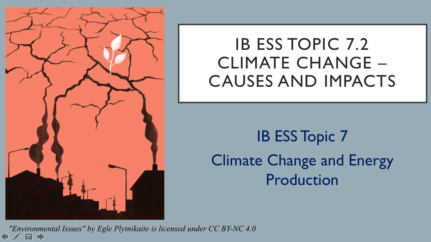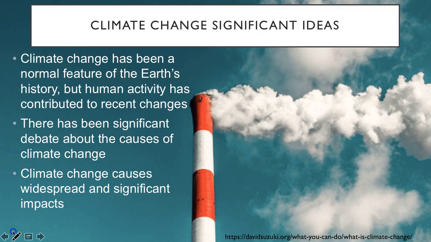This movie covers subtopic 7.2, climate change, causes and impacts, under the main topic of IB ESS Topic 7, climate change and energy production. The significant ideas in this subtopic include: climate change has been a normal feature of the Earth's history, but human activity has contributed to recent changes. There has been significant debate about the causes of climate change, and climate change causes widespread and significant impacts.